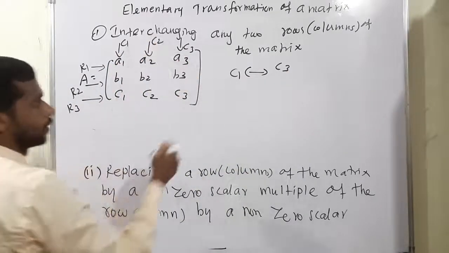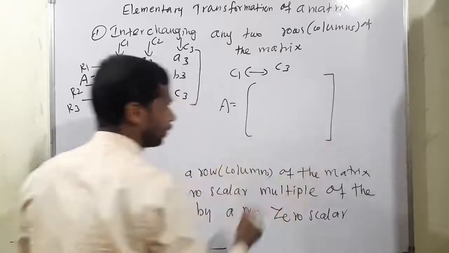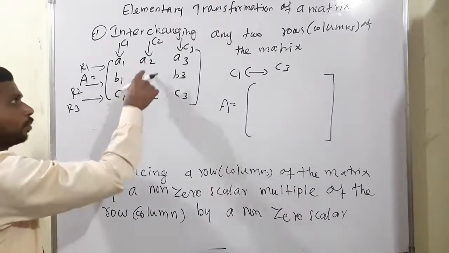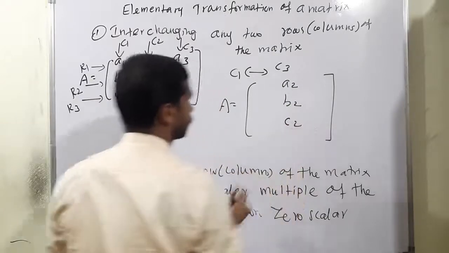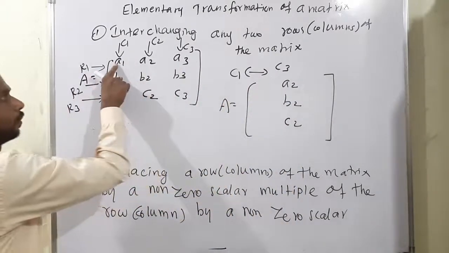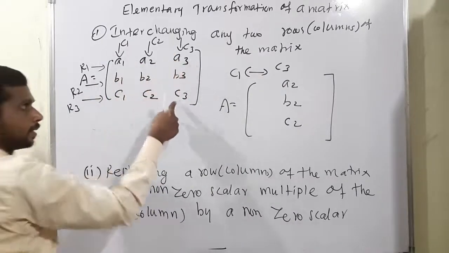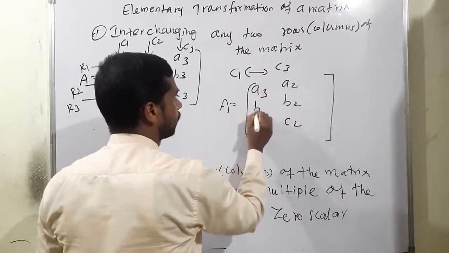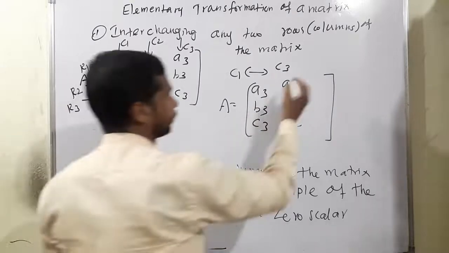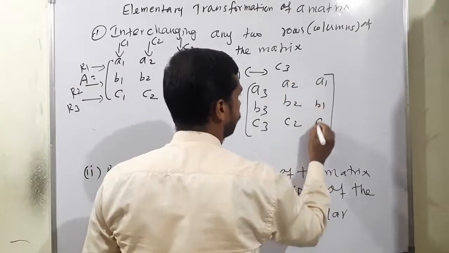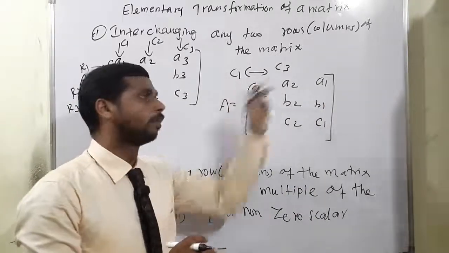C2 stays as it is. Therefore, we can write A is equal to: C2 is unchanged, so A2, B2, C2 stays in the middle. C1 moves to C3's place, and C3 moves to C1's place. Therefore, the first column is A3, B3, C3 and the last column is A1, B1, C1. This is interchanging column 1 with column 3.